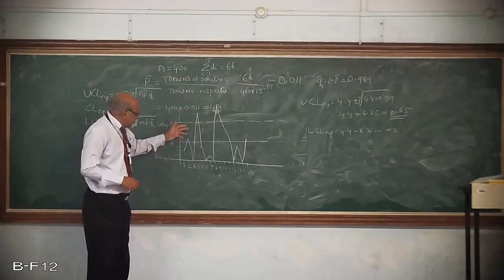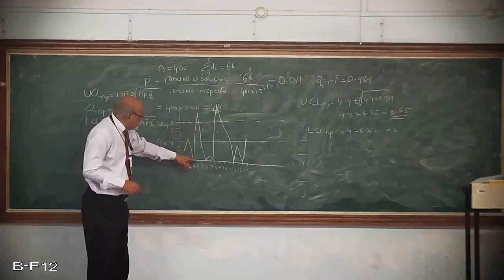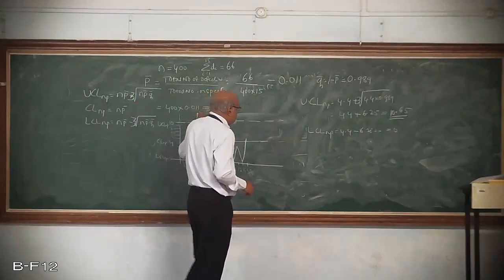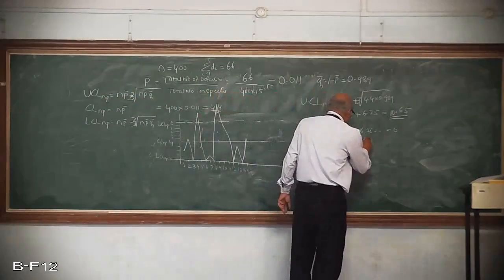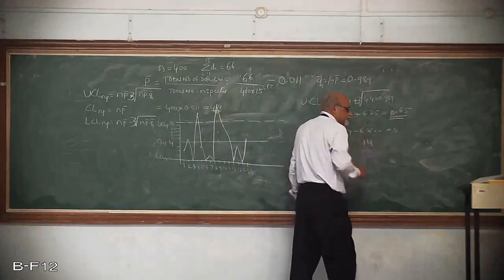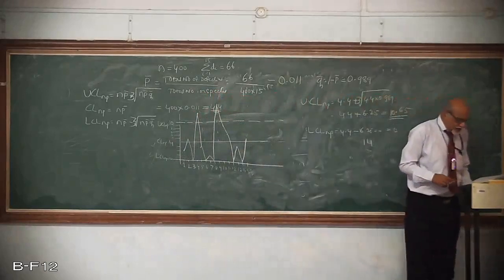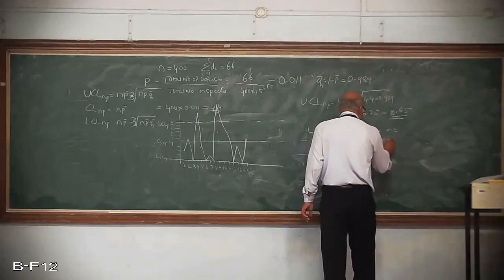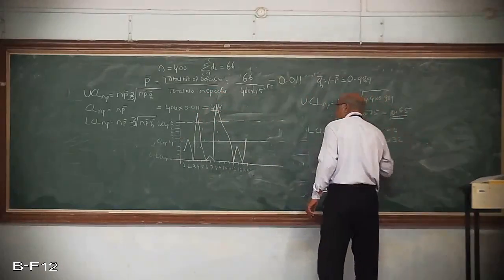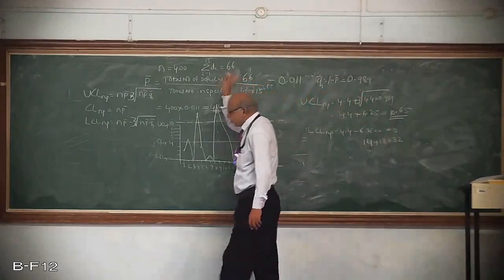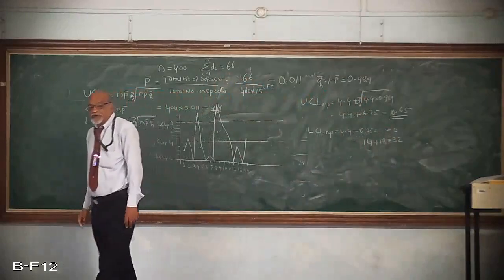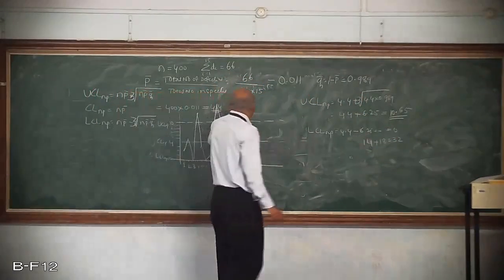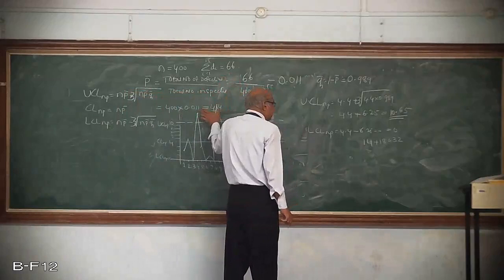So what are those? The point number, sample number 4 and sample number 9. Sample number 4 has got 14 defectives and sample 9 has got 18 defectives. So totally, what has happened? Earlier there were 66 defectives. Now it has become 66 minus 32 because we are eliminating these two.